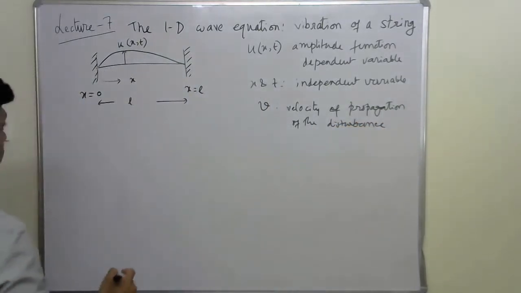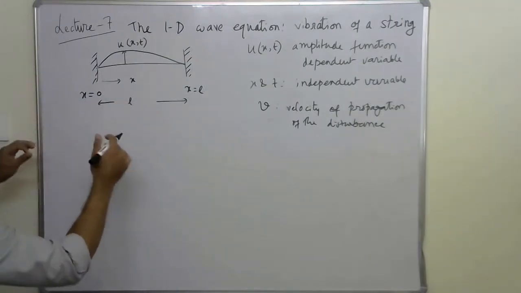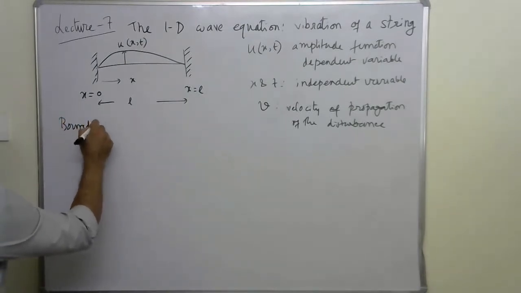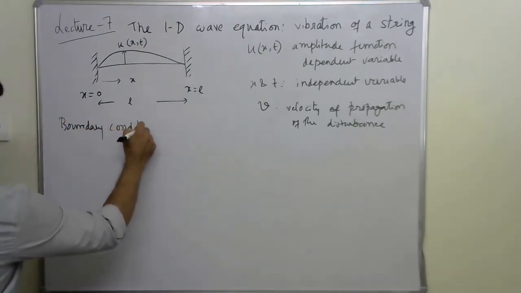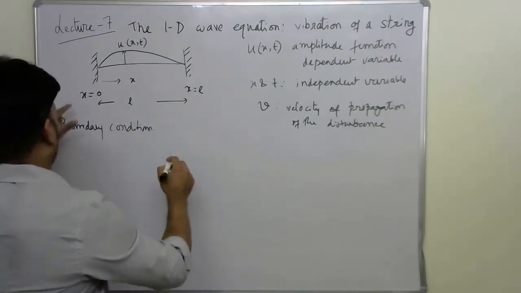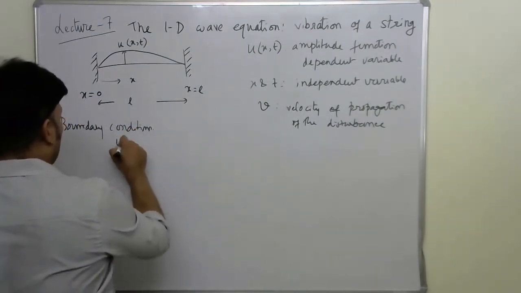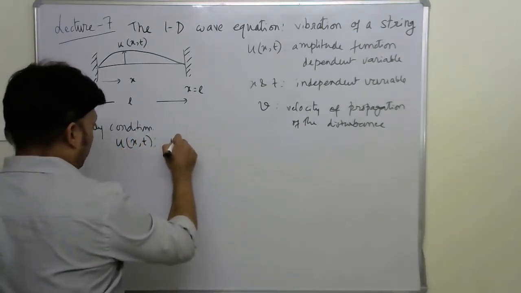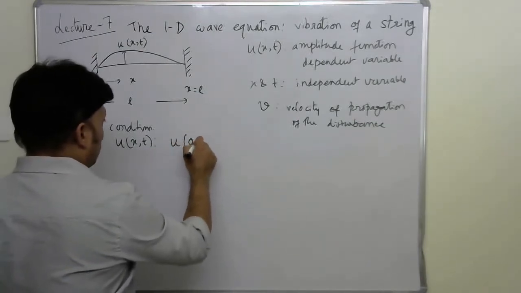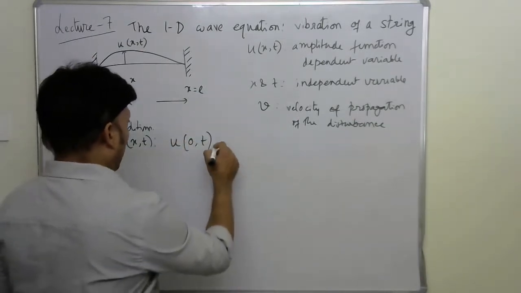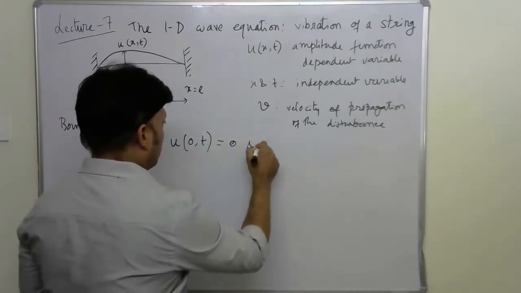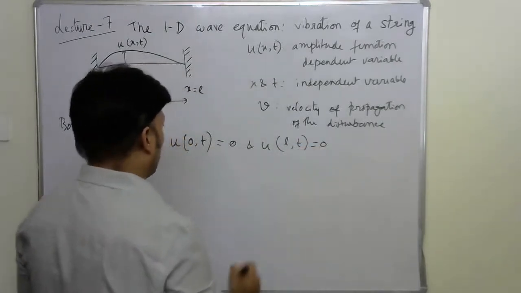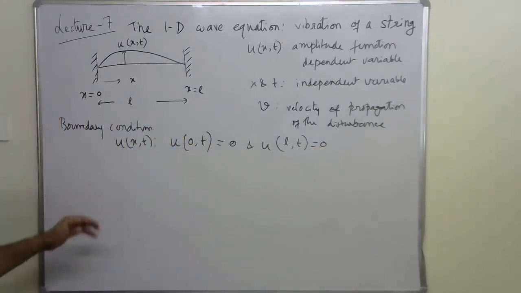Now, when the string starts to vibrate, there are two boundary conditions. So let us write the two boundary conditions. What are the boundary conditions? When x is equal to 0, the amplitude u(x,t) at any time t is 0, and also u when x is equal to L at any time t is 0. So these are the two boundary conditions.